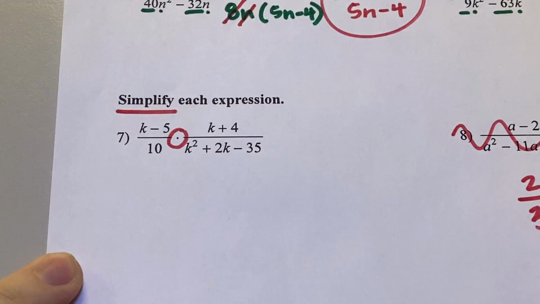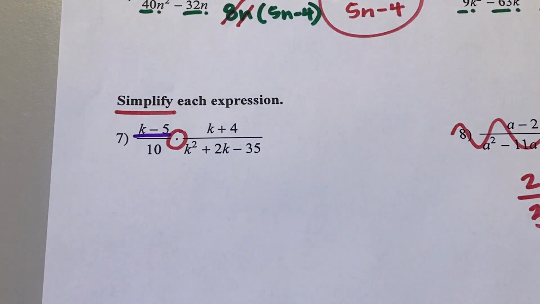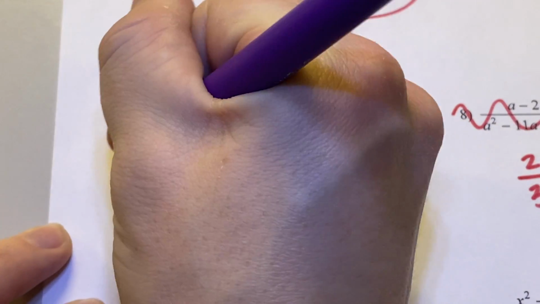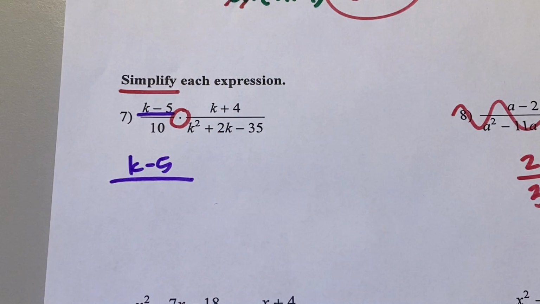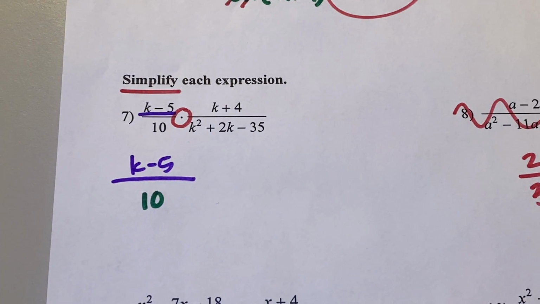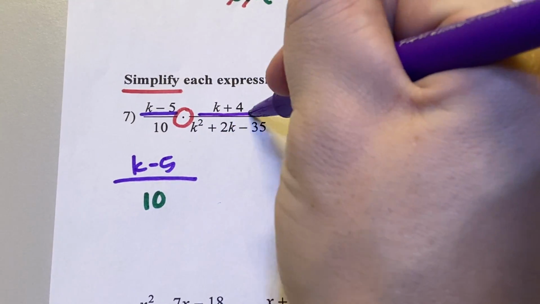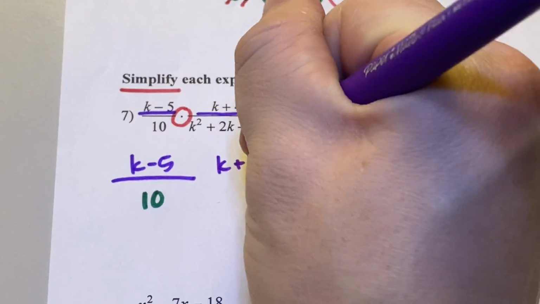Let's look at our numerators. See if we can factor them first. K minus 5. Can I factor that guy? No, I can't. Okay, so we're just going to leave him as K minus 5 on my first numerator. What about his denominator? 10. Can I factor 10? I mean, I could, but I'm just going to leave him as 10, right? Okay, my second numerator, K plus 4. Factor? Nope. It's already factored. As low as he'll go.